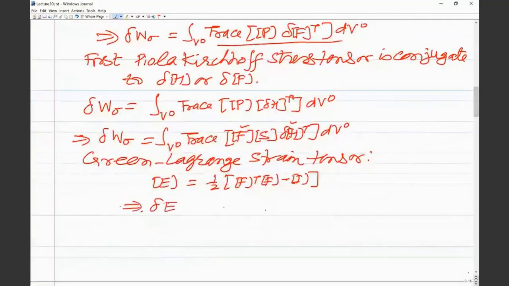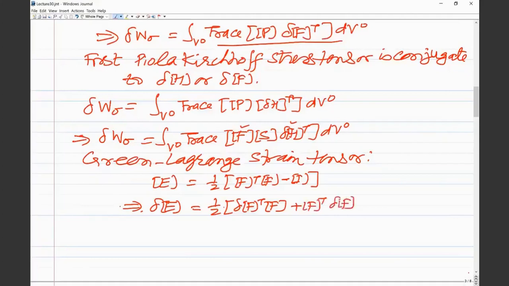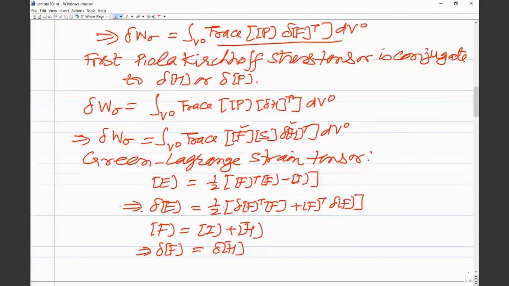If we take its variation, you will see that delta E will be equal to half of delta F transpose into F, we apply the product rule, plus F transpose into delta F. And I is a known quantity, so its variation is zero. So this is what you get. We have already seen earlier that F is equal to I plus H, capital H, so from this you get delta F equal to delta H.